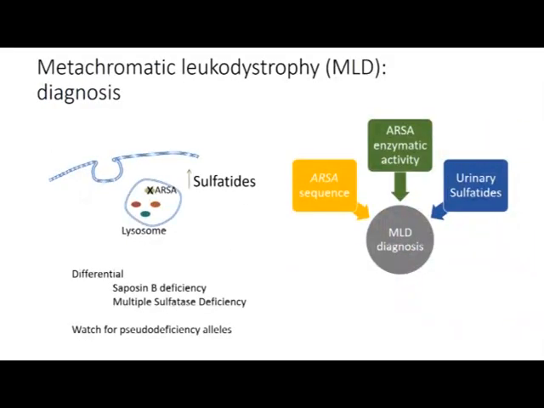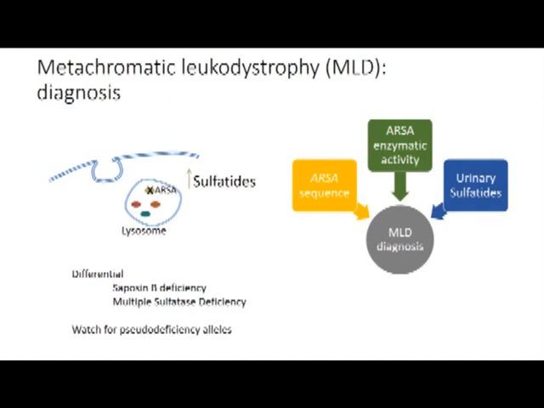Metachromatic leukodystrophy is an autosomal recessive lysosomal storage disorder caused by deficient activity of aryl sulfatase A, which is a lysosomal enzyme that helps to break down sulfatides. When ARSA is not fully active, sulfatides begin to accumulate in the brain, the peripheral nervous system, and even the gallbladder.